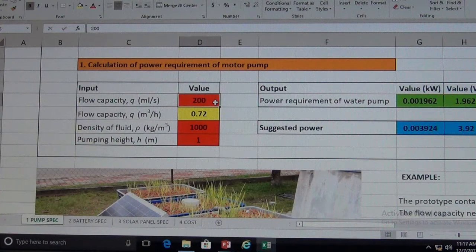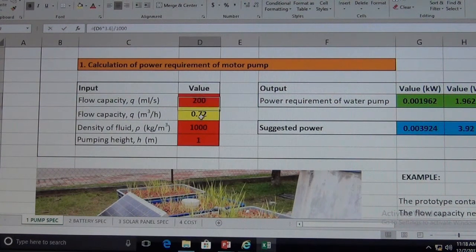I could give you the references for the flow capacity, but not during this course. I could give you anytime, you just need to request to me. The flow capacity, which is usually published in books or journals, is in milliliter per second. So for my class, I will convert it to meter cube per hour.